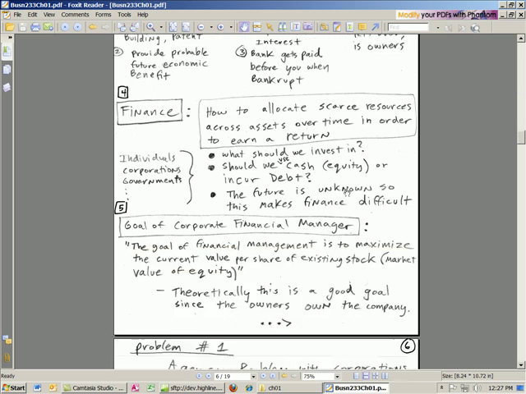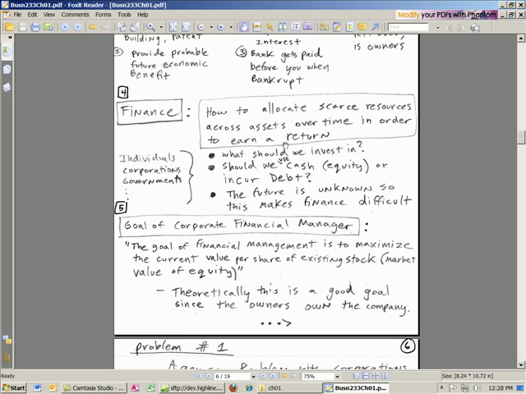All right, the definition of finance. Actually, they don't give you a definition of finance in this textbook. In essence, they leave the goal of corporate financial management as our definition of finance. But I'm going to give you one here. How to allocate scarce resources across assets over time in order to earn a return. That's the definition of finance. You can Google it and look up 10 different definitions, and they're all some variation of this.